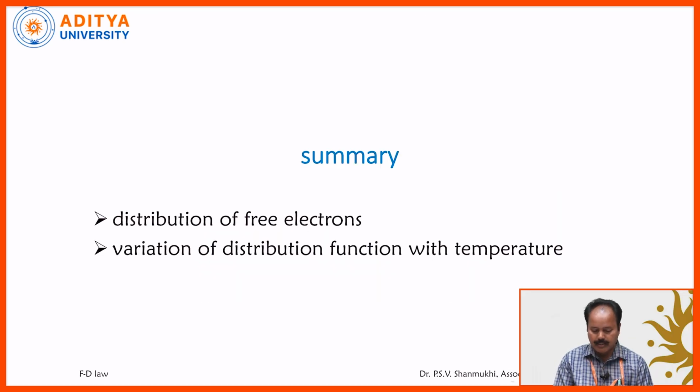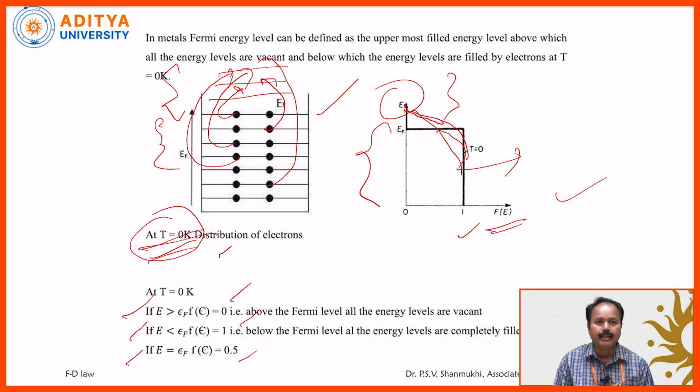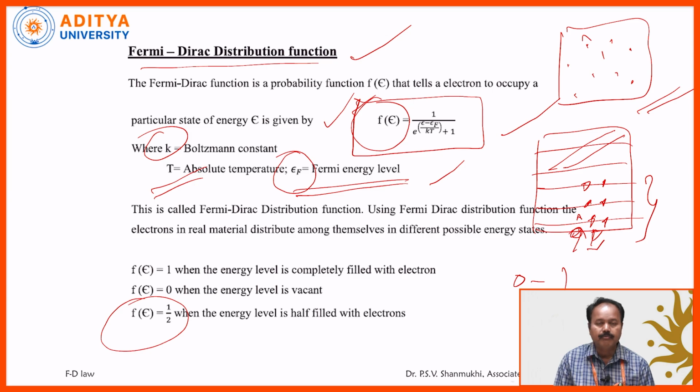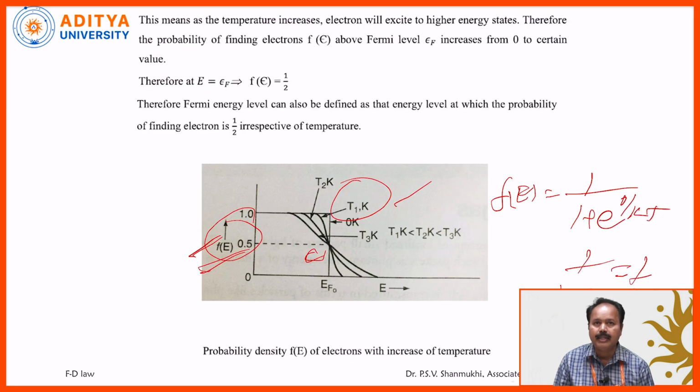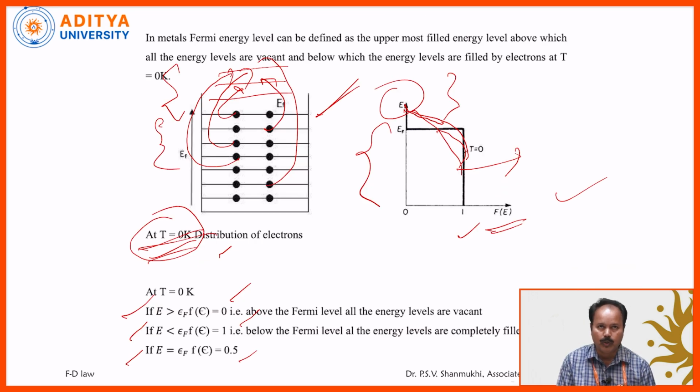So coming to the summary, we have seen the distribution of free electrons among various energy levels. Every metal contains a large number of free electrons. These electrons are distributed by the FD law, the Fermi-Dirac distribution law, given by f of e equal to 1 by 1 plus e power (E minus EF) by kT. As per this, the electrons are distributed, the uppermost filled energy level is denoted by EF, the Fermi energy level, and below that all the energy levels are completely filled, above that all the energy levels are completely empty. And as the temperature increases, electrons go to the higher energy levels from the lower energy levels.